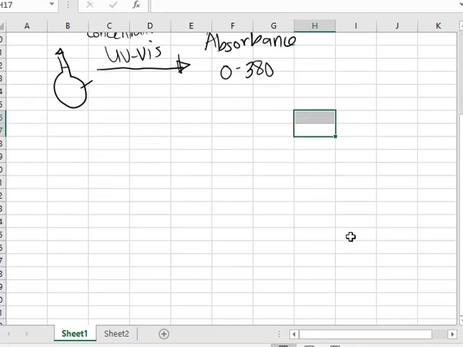Okay, so let's say you have that absorbance value. So what should you do? For example, your analyte here is copper.